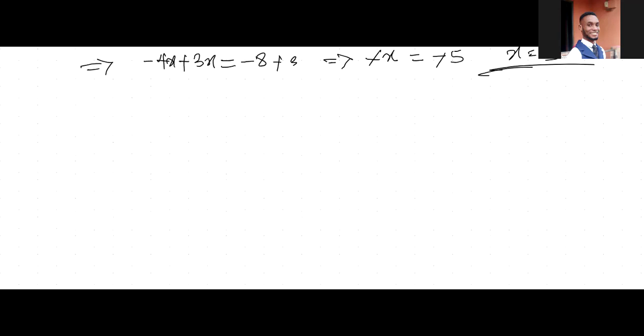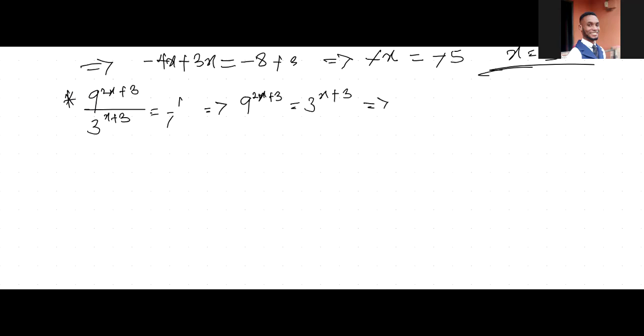Okay, another example. Let's see, you have 9 raised to the power of 2x plus 3 divided by 3 raised to the power of x plus 3 equals 1. Okay, it's very easy. Here we can simply cross multiply. We have 9^(2x plus 3) is equal to 3 raised to the power of x plus 3. So this implies that you're going to have 3 raised to the power of 2, because 9 is 3 raised to the power of 2, then into 2x plus 3, which is equal to 3 raised to the power of x plus 3.